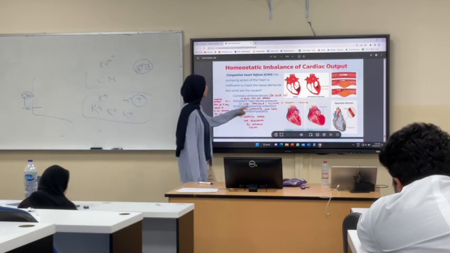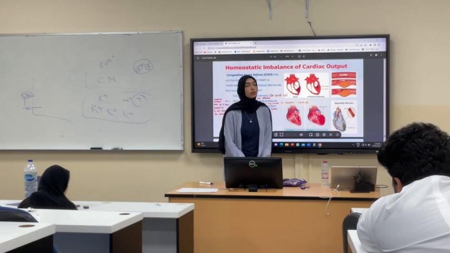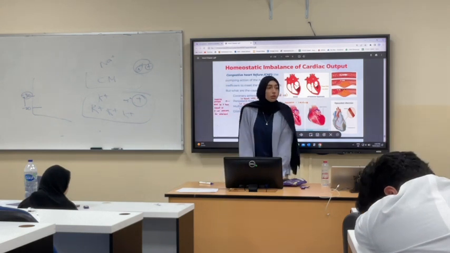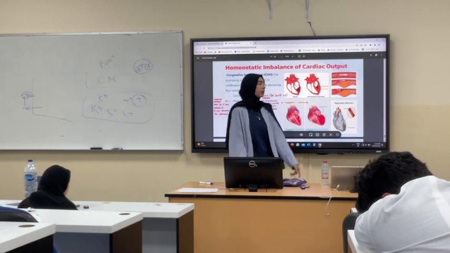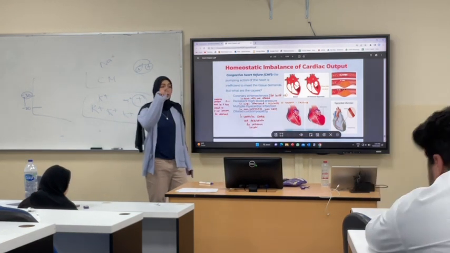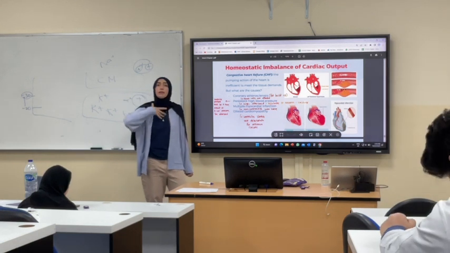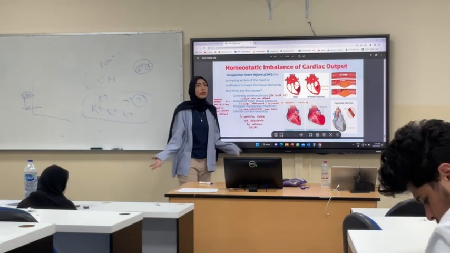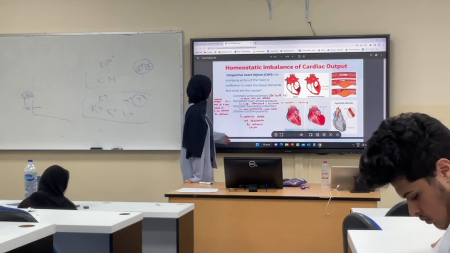So the first one is the coronary atherosclerosis. This is one of the main causes of MI. When your coronary circuit gets blocked, you're not going to have enough blood to the myocardium, so you're going to get ischemia and then MI.